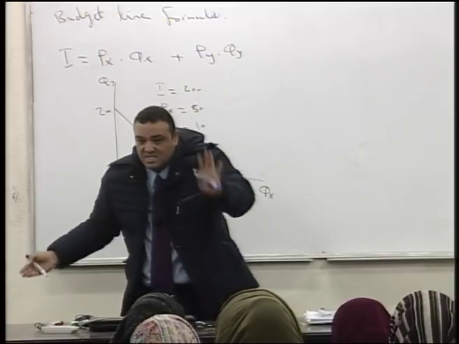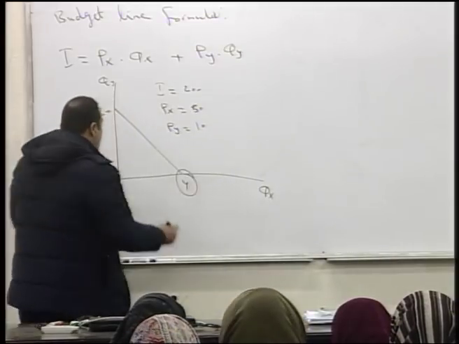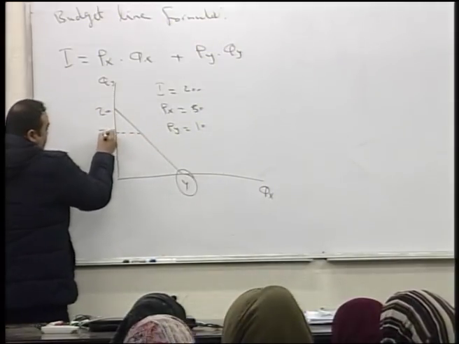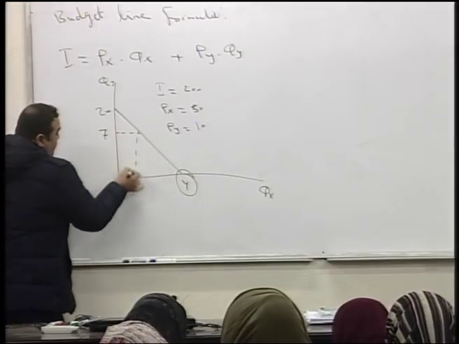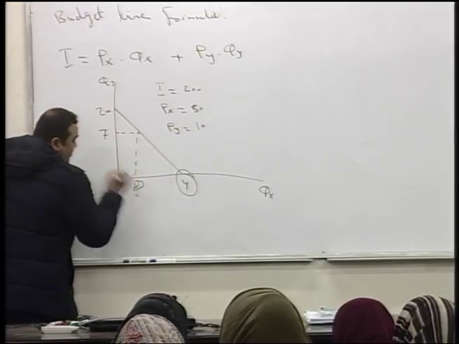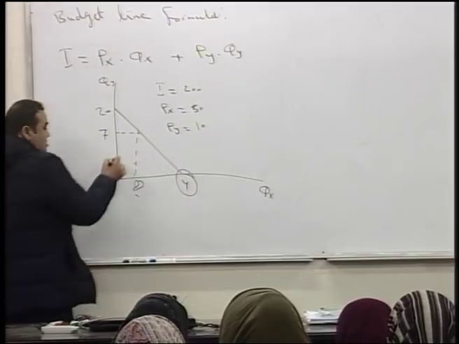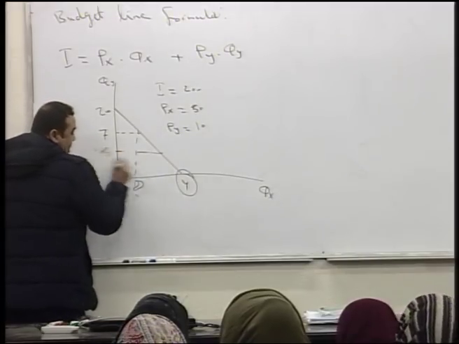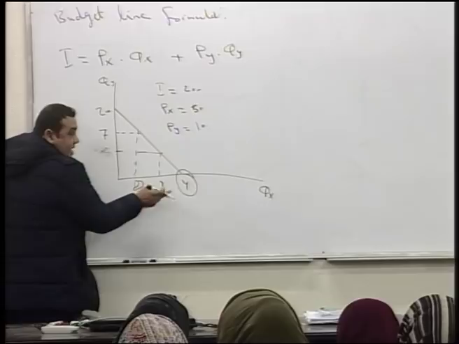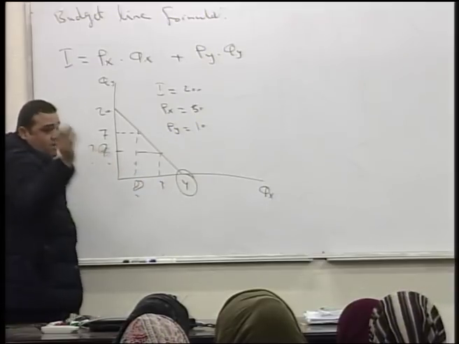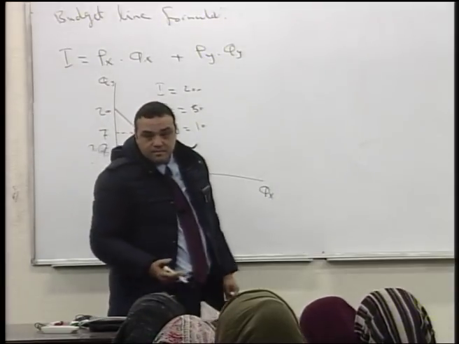The question is, if he decided to buy 7 units of X, how many units of Y can he buy? If he tends to buy 3 units of X, how many units of Y can he buy? This is a major question here, right?